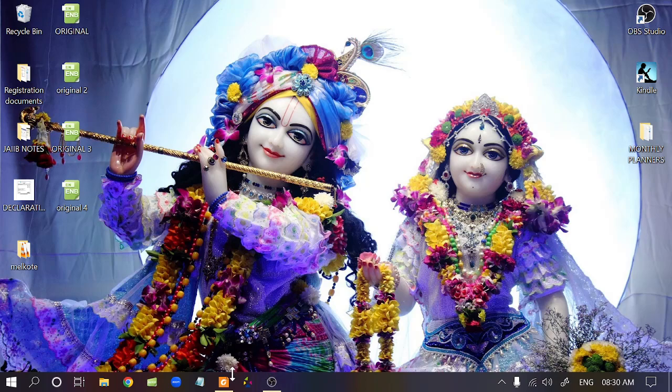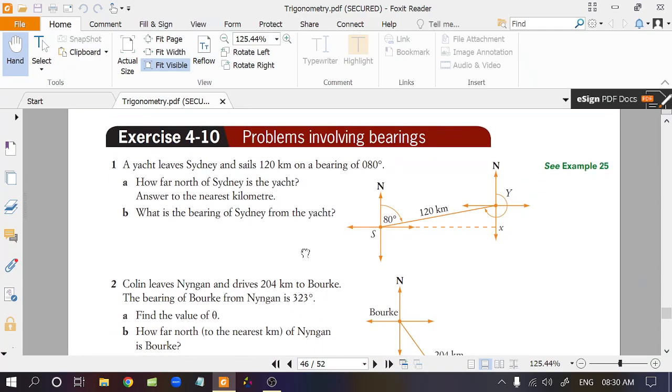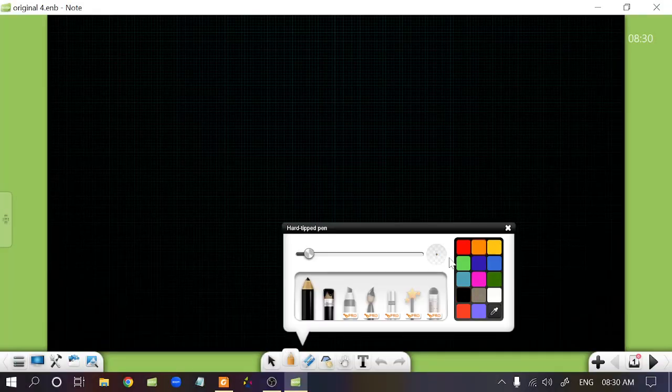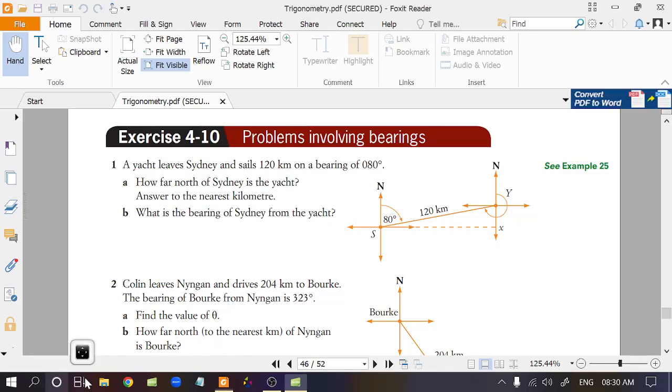In today's class, let's complete this 4.10 exercise, problems involving bearings. Once this exercise is over, the whole of trigonometry will be over, right? So let's complete that exercise. I will teach the sums slowly so that you can understand. Okay, let me copy the question from here.